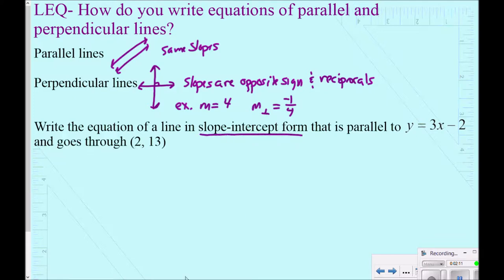So using that information, we're going to write the equation of a line, and it does say in slope-intercept form. So because it's slope-intercept form, I'm going to just start with slope-intercept form. And it's going to be parallel to this line and through this point. So if I'm looking at this line and I want to first figure out what the slope is here, I know, of course, that's 3. So I want the same slope because of parallel lines having the same slope. So I'm going to substitute 3 in for m.